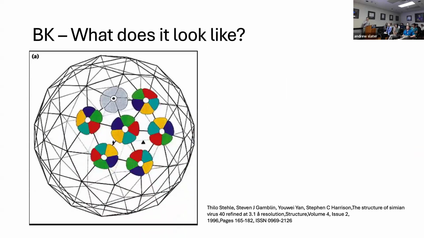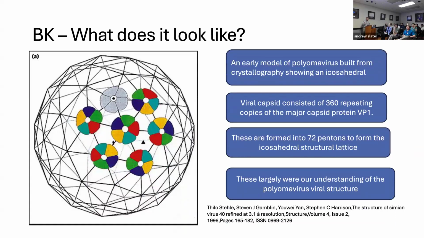What does it look like? Quite interesting, actually. This is an early model of polyomavirus built from crystallography, and it shows this very beautiful icosahedral shape. The viral capsid consists of 360 repeating copies of the major capsid protein, VP1, and that's the color coding scheme there. They in turn form 72 pentons to form the icosahedral structural lattice. And up until relatively recently, this largely was our understanding of the structure of the polyomavirus family.